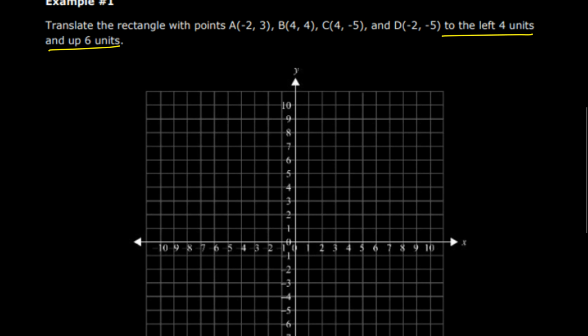Now on a graph, what do you do to translate? Do we do this in 2 different colors? You can, sure. What do you do on a graph? Do you have to literally add the numbers to these numbers? No. What do you do? Yeah, you just count along the graph. So you just count 4 units left and 6 units up. So you guys go ahead and try this problem.